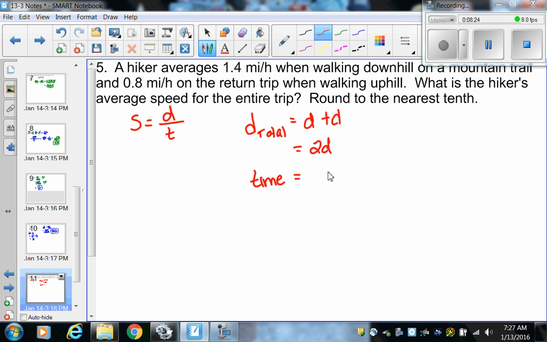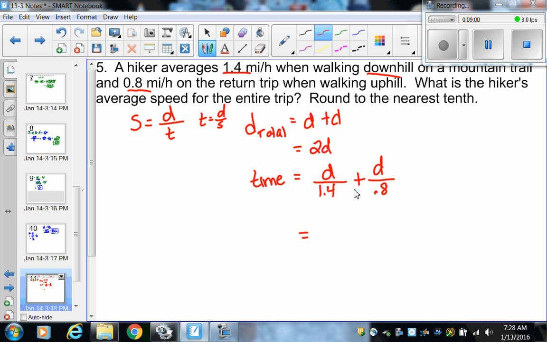Which is going to be the distance of the first trip divided by his speed, because if you manipulate this equation, you get that t equals distance over speed. And his speed on the first going downhill is 1.4, plus the distance on the return, which was 0.8. So the first thing we need to do is simplify this rational expression.